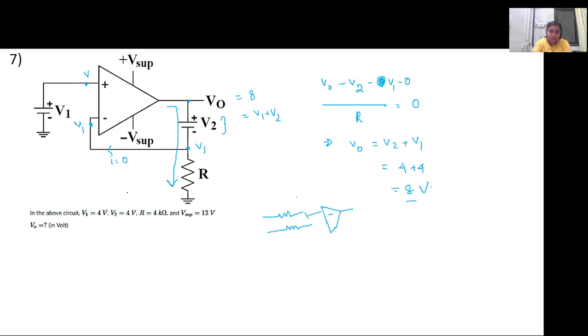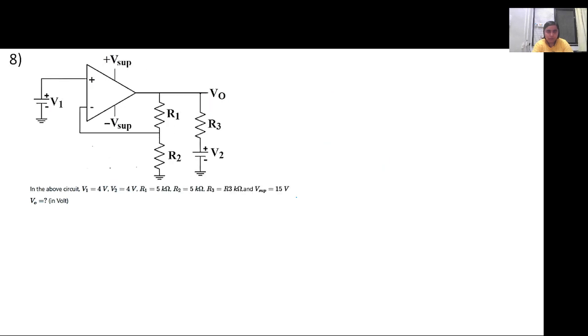So can we move to the next one? Can you please try this particular circuit and calculate V naught?